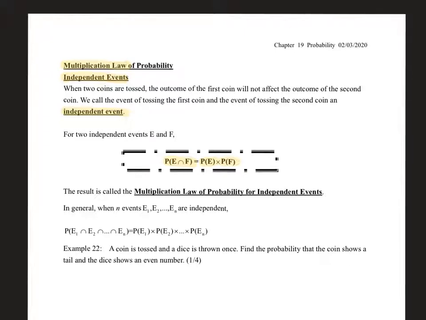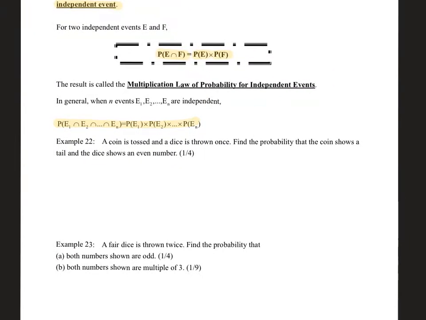The number of events is not limited, so you can talk about lots of events like E1, E2 until En. We will take example 22 as an example. Now you are doing two actions: tossing a coin as well as throwing a dice, respectively. And you want to get the following results: the coin shows a tail, while the dice shows an even number.